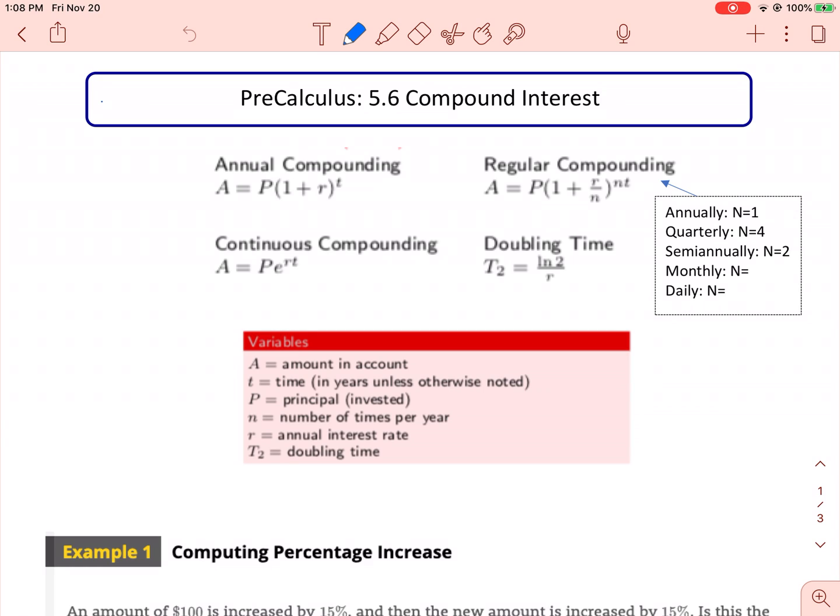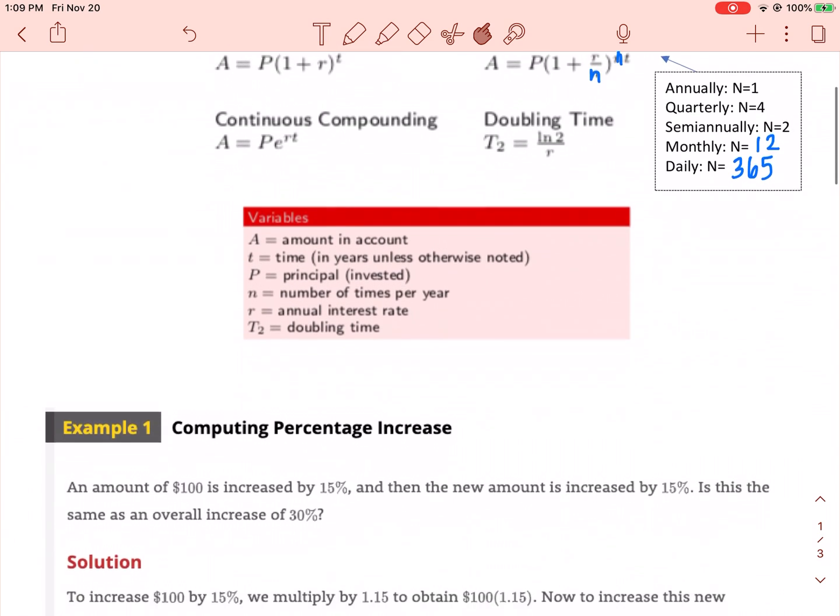It could be quarterly. When it's quarterly, think of a quarter. There's 4 quarters in a dollar, so n would equal 4. Semi-annually is when n is 2. Monthly, there are 12 months in a year, so you would have n being 12. And daily, there's 365 days. So that would be the n variable that you replace here and in your exponent. Let's go ahead and jump into some examples using these formulas.